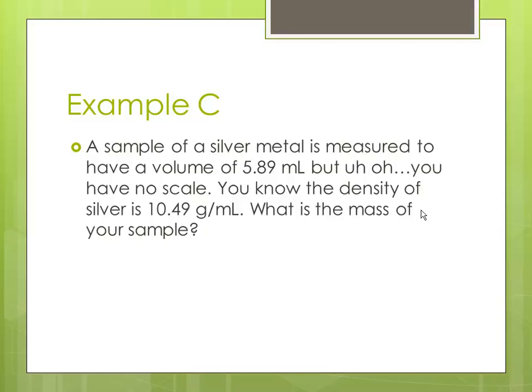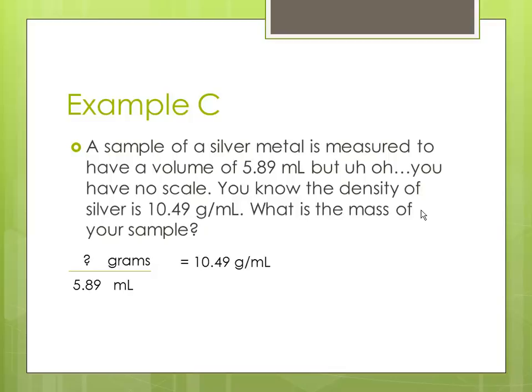All right, last example. Example C. A sample of silver metal is measured to have a volume of 5.89 milliliters. But uh-oh, you have no scale. You know the density of silver is 10.49 grams per milliliter. What is the mass of your sample? So, we don't know the grams. That's a question mark. But we do know the volume of 5.89 milliliters, and we know the density to be 10.49.